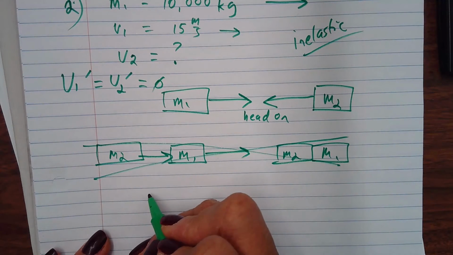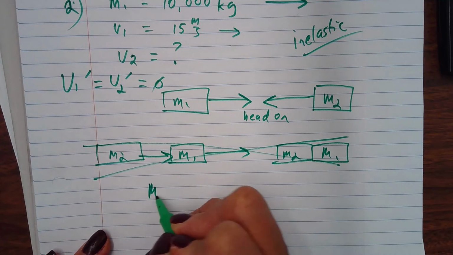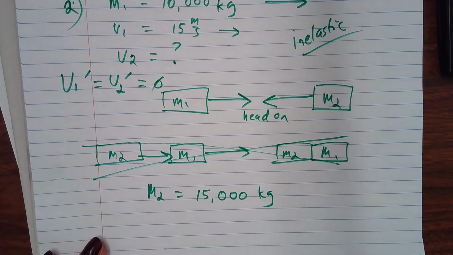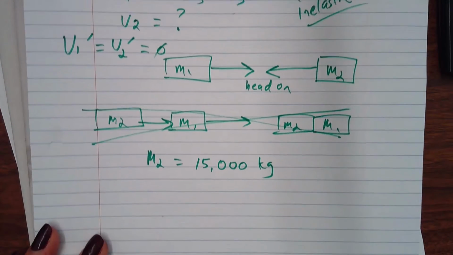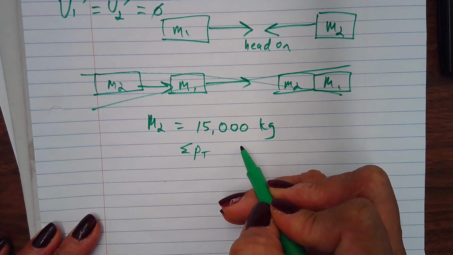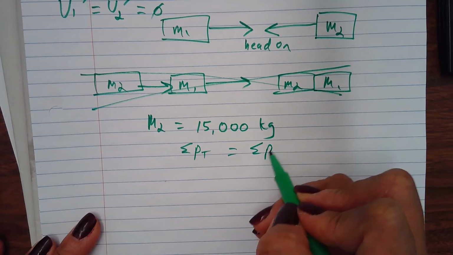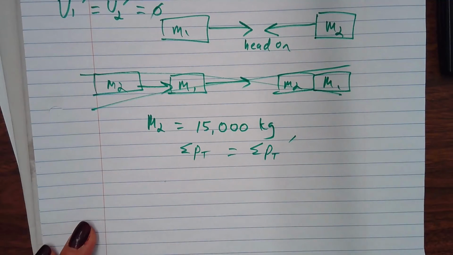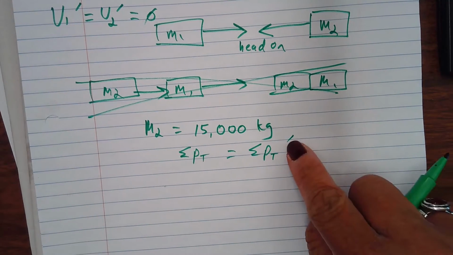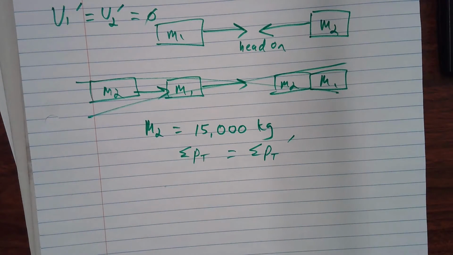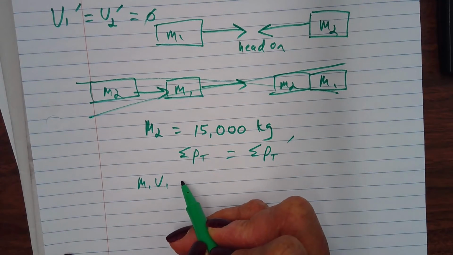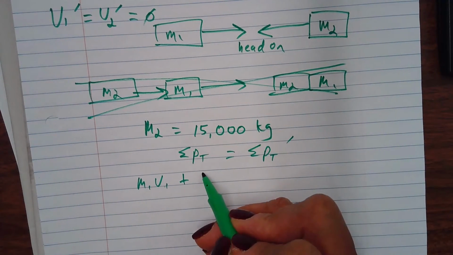It's the same thing. I did it this way so you might see it. Okay, so what are we looking for? You guys know what we're looking for? V2 initially, this is what we're looking for. It says in the question, what is the velocity of the 15,000 kilogram, the mass 2, so that their velocity together is 0.